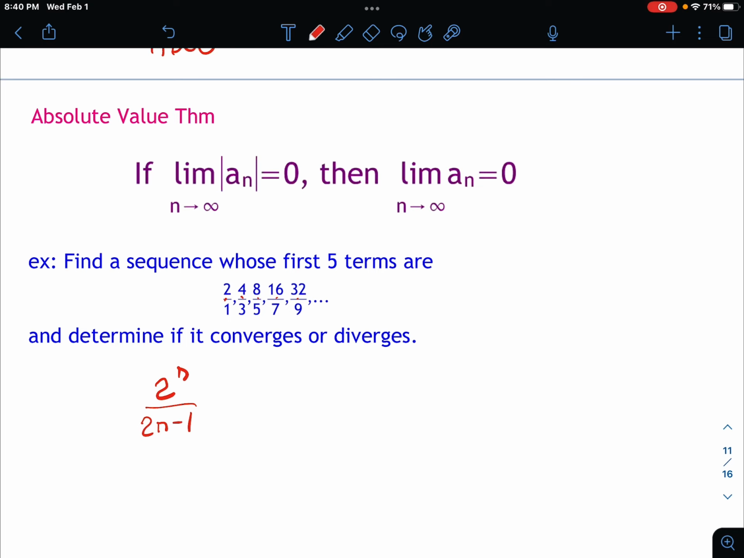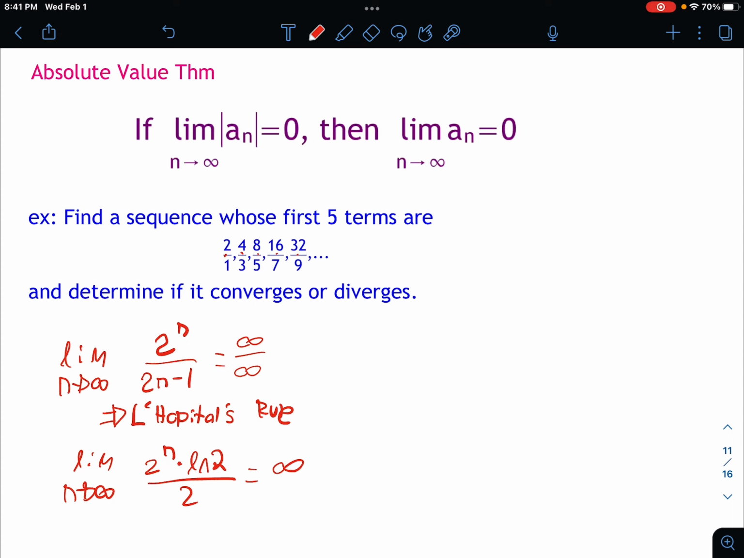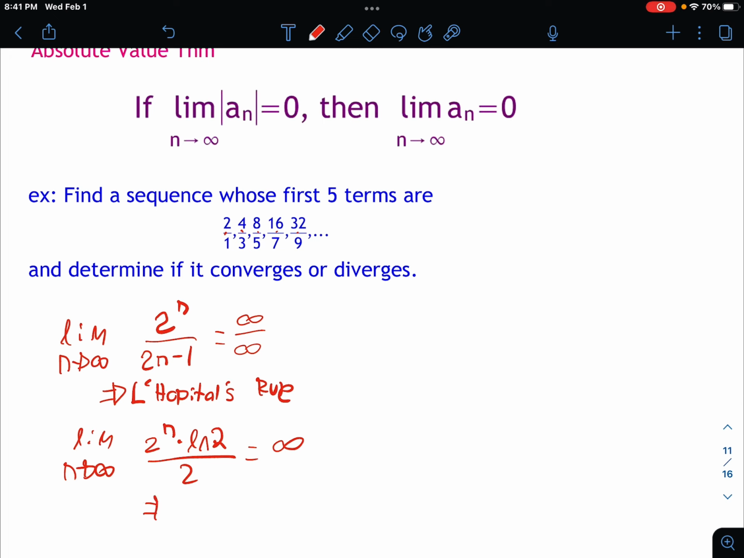So what we're going to do with this is take the limit as n approaches infinity, and we're going to see what happens. Okay. As a result, if we direct substitute, we can't. As we approach, 2 to the power of n approaches infinity, 2 times n approaches infinity. So we're going to get an indeterminate form. If we get an indeterminate form, we have to perform L'Hopital's rule. And what's going to end up happening is we're going to get the limit as n approaches infinity of 2 to the n times ln of 2, all over 2. Okay. And what we end up getting here now is 2 to the power of infinity, which is going to approach infinity. So because of this, the sequence diverges.